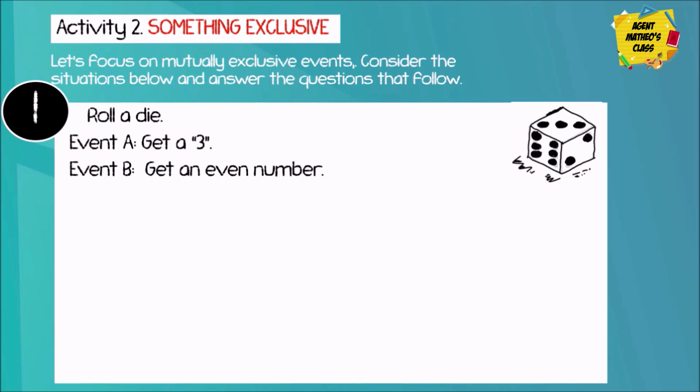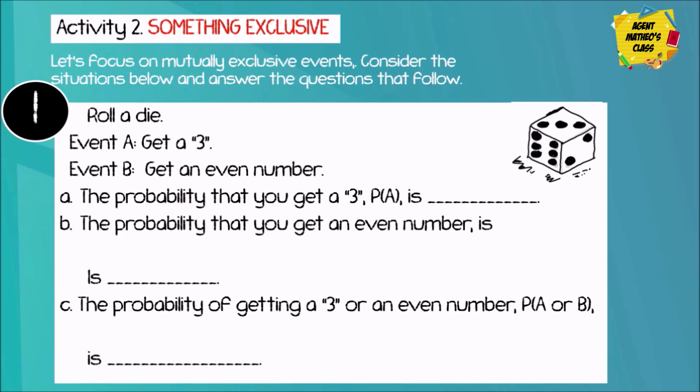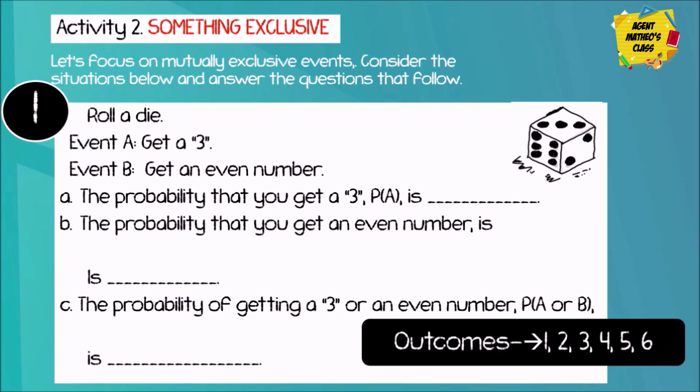Rolling a die. Event A is to get a 3. Event B is to get an even number. The probability that you get a 3, or the probability of A, is blank. From this given problem, as we all know, there are 6 possible outcomes in rolling a 6-sided die. These are 1, 2, 3, up to 6. So our sample space is equal to 6.